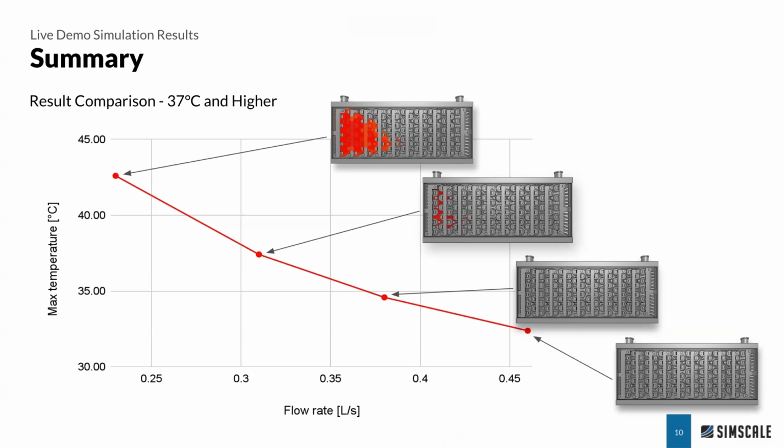When we increase the flow rate a bit above 0.3 liters per second, we saw that our cooling efficiency was a bit better in terms of reducing the high temperature areas within the pack. And after passing 0.35 liters per second, we started to see the whole pack temperature being less than 37 degrees. And all these simulations were run at once in parallel.